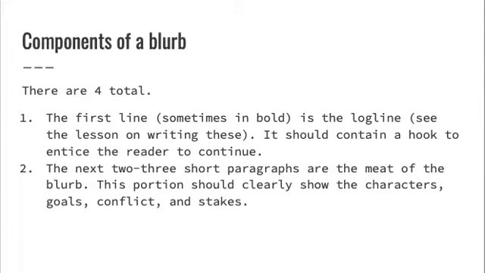The blurb typically has 4 parts, which I'll outline, and then we'll review a sample from one of my books. Components of a blurb. There are 4 total. 1. The first line, sometimes in bold, is the log line. See the lesson in writing these. It should contain a hook to entice the reader to continue.